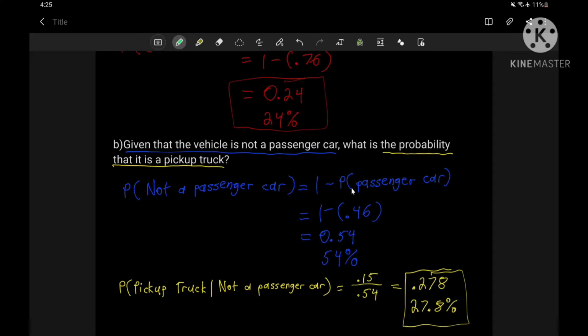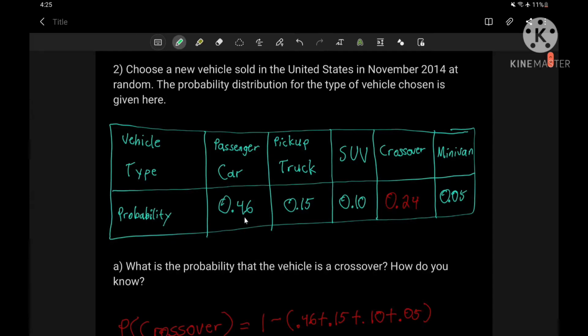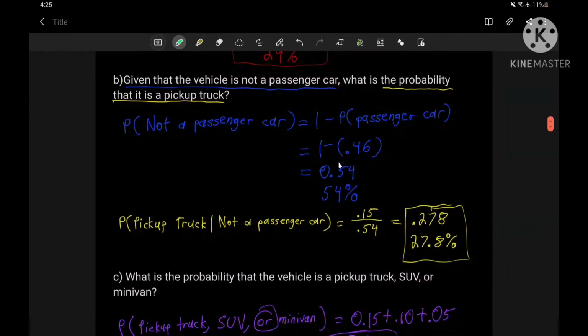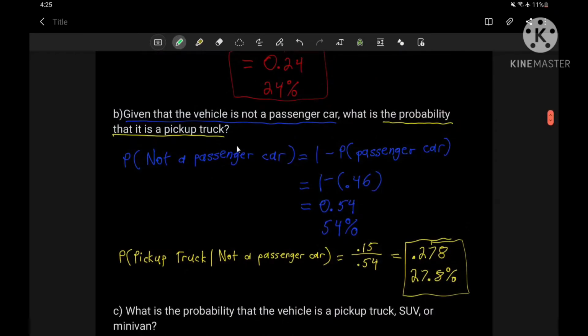So for the probability of passenger car, it's 0.46, because right here it says it in the chart. Well, if you subtract 1 minus 0.46, then it will be 0.54. It equals 54%. But we're not done yet.